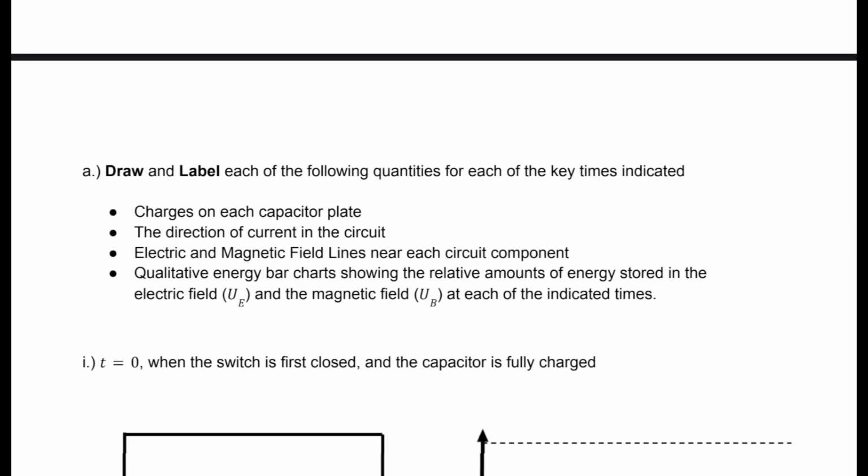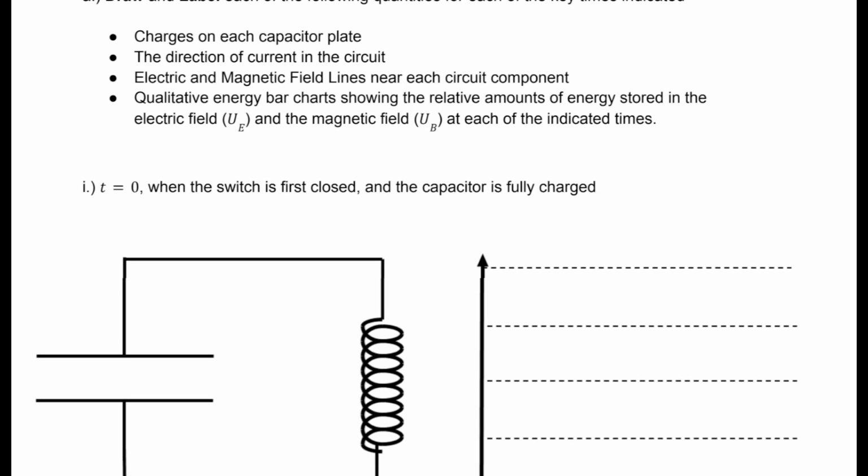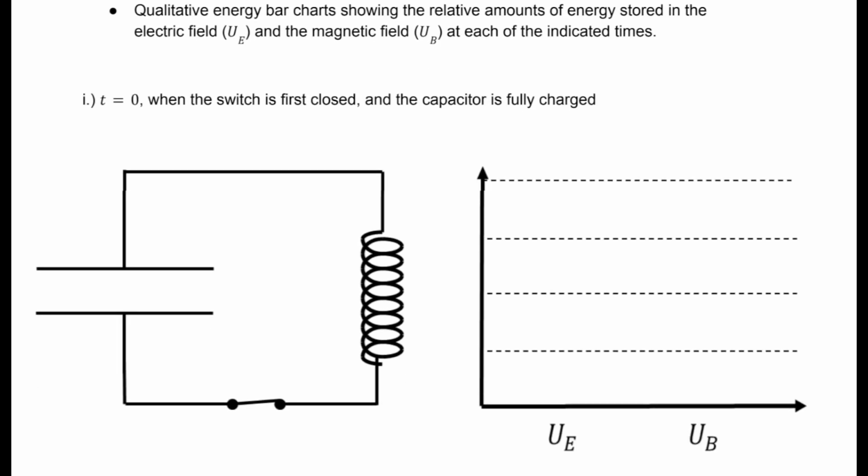So for each of these little snapshots of our circuit, we're going to draw the charges on each capacitor plate, the direction of current flow in the circuit, and then field lines representing the electric and magnetic fields near each circuit component, before drawing a sort of energy bar chart showing how our energy is distributed.